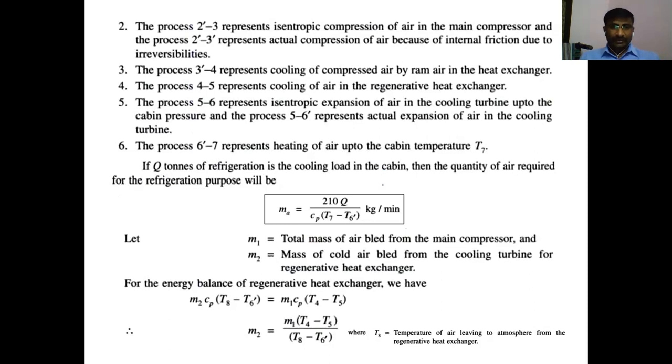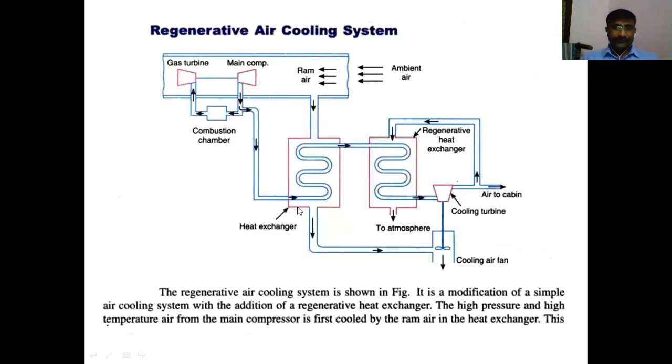It is not the air passing through the compressor, because the air passing through the compressor is not equal to the air passing to the cabin. That is not totally sent to the cabin. Some amount of air is diverted towards the regenerative heat exchanger. So Ma is the mass of air passing to the cabin. M1 is the total amount of air sent by the compressor. Out of this M1, M2 amount of air is diverted to the heat exchanger, and Ma is the mass of air to the cabin. So M1 equals Ma plus M2.